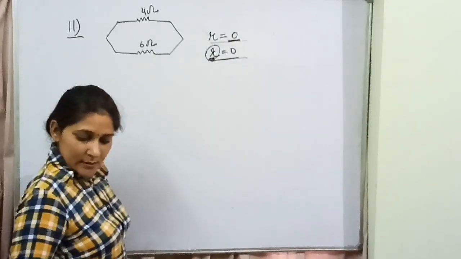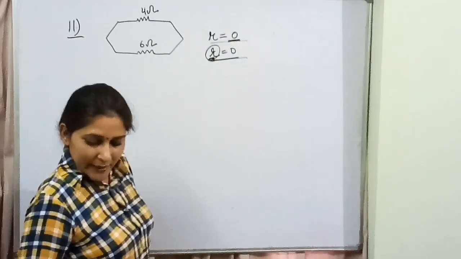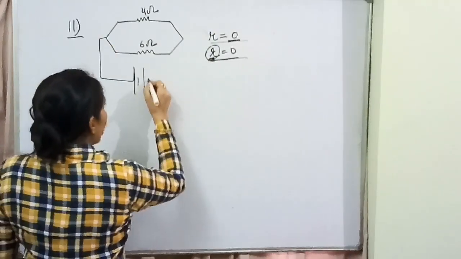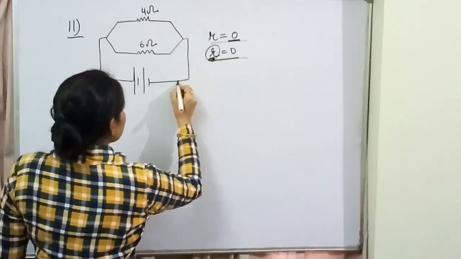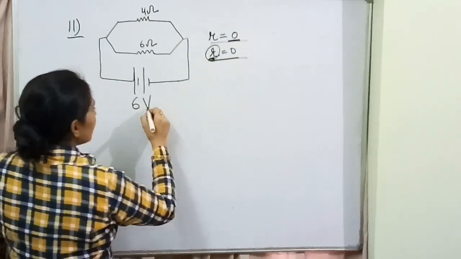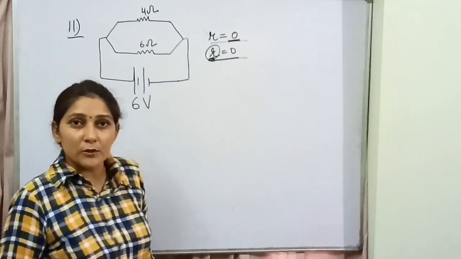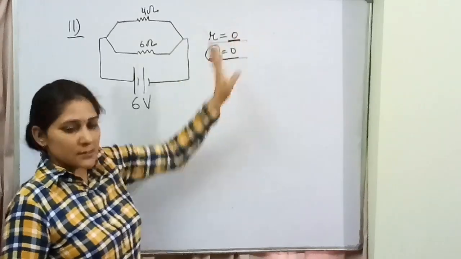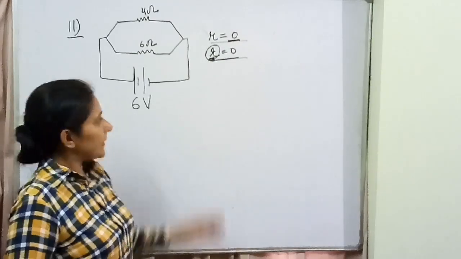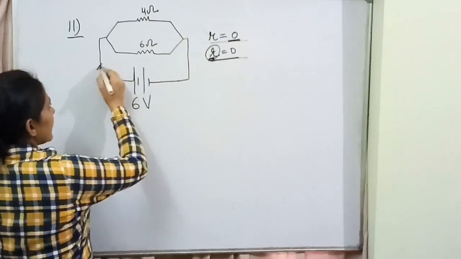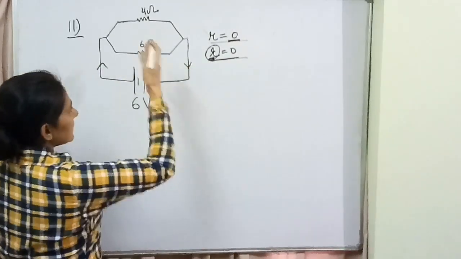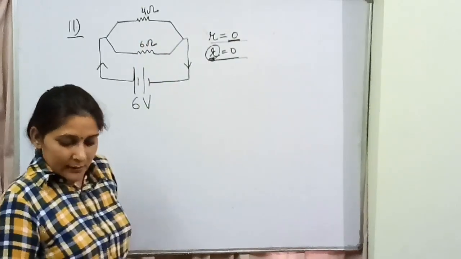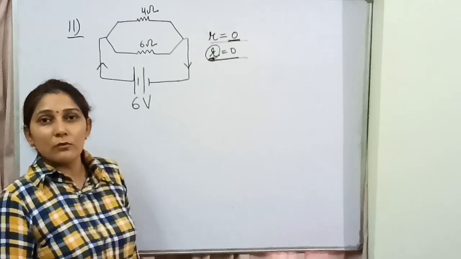Like in this example, they are saying the combination is connected across a 6 volt battery. This combination is connected across a battery, and the EMF or potential difference of the battery is 6 volt. Of negligible resistance, that means internal resistance is 0. Draw a circuit diagram. We have drawn it. When the circuit is complete, you need to draw the direction of current. Then you are supposed to calculate the current through the battery.